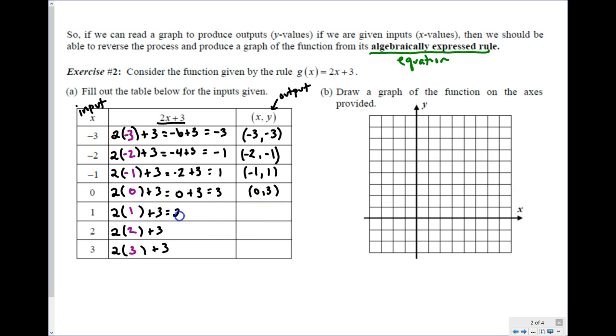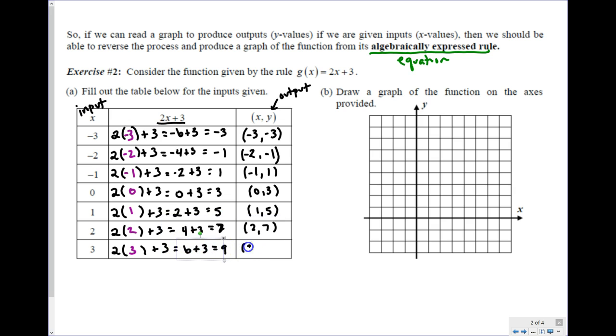Almost done. 2 times 1 is 2. 2 plus 3 would give me 5, so I have 1, 5. 2 times 2 is 4. 4 plus 3 is 7. So I have 2, 7. And finally, 2 times 3 is 6, and 6 plus 3 is 9.